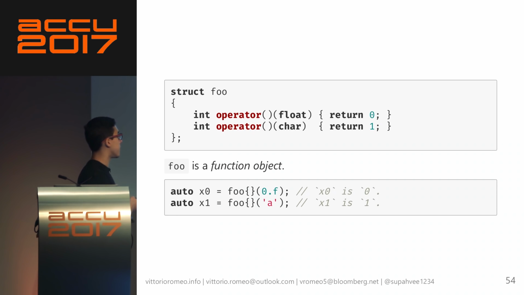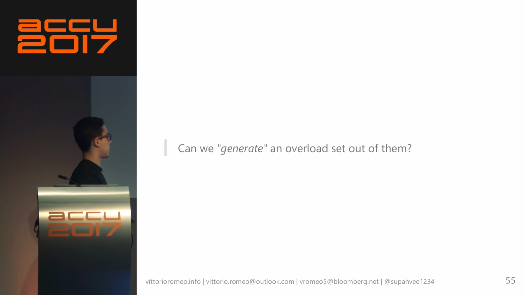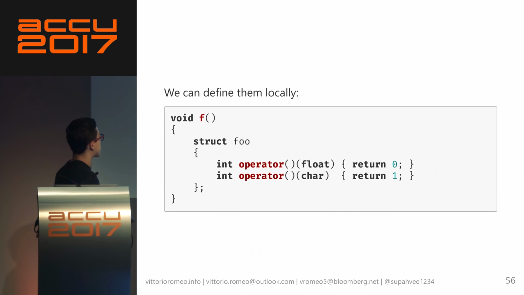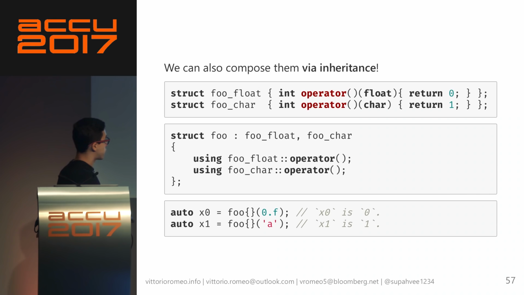So this is conceptually the same thing. We have a foo function object that contains two operator call overloads, and we can invoke it like the previous free function, but we need to instantiate it. And the good news is that we can define this inside another function. So we can arbitrarily nest function objects inside other function objects or functions. This is good. And also, we can compose this kind of function object via inheritance, which is the key that will allow us to implement arbitrary function object overloading.